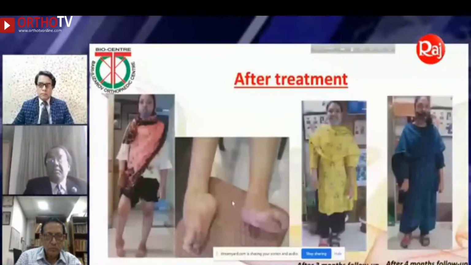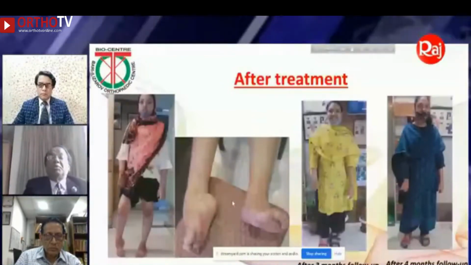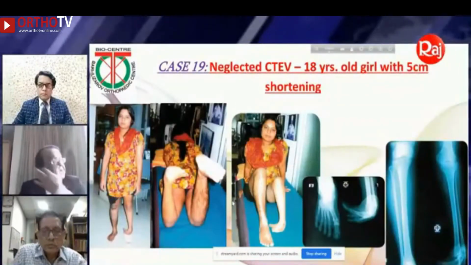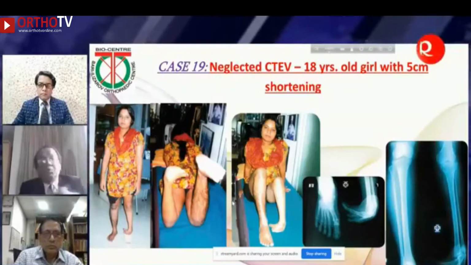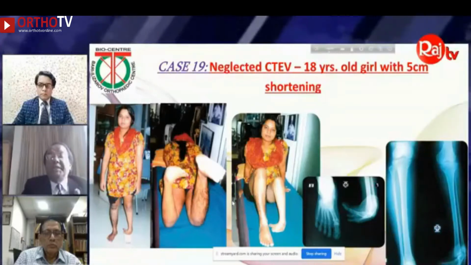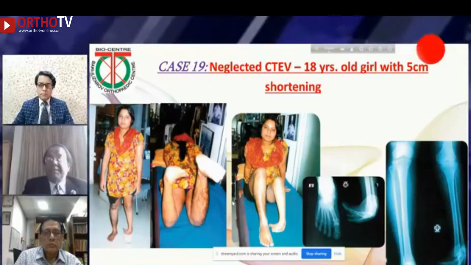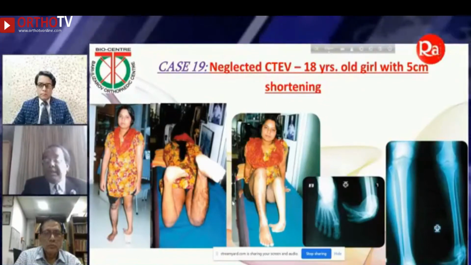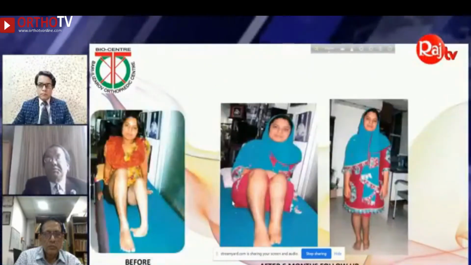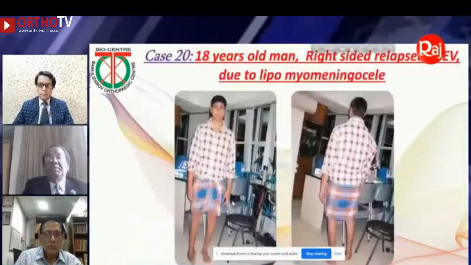treatment, and then gradually you can correct the deformity. This is the follow-up after 4 months. Beautiful girl, beautiful face. See 5 centimeters shortening with CTEV. If you don't do Ilizarov, yes, you can go for surgery, but lengthening you cannot do here. Whenever you have Ilizarov in your hand, at the same time you correct the deformity, and at the same time you can go for lengthening. And this is the case. So after 6 months follow-up, you can see Allis test now negative.